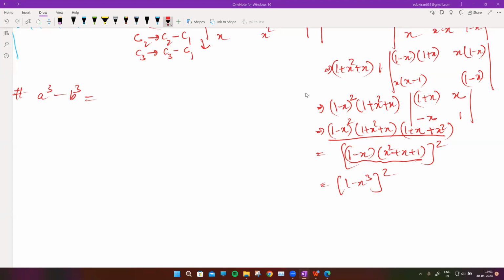Oh, can someone tell this quickly, please? a cube minus b cube. You learned it in class 9. Faiza, do you know this? What's the formula for a cube minus b cube?